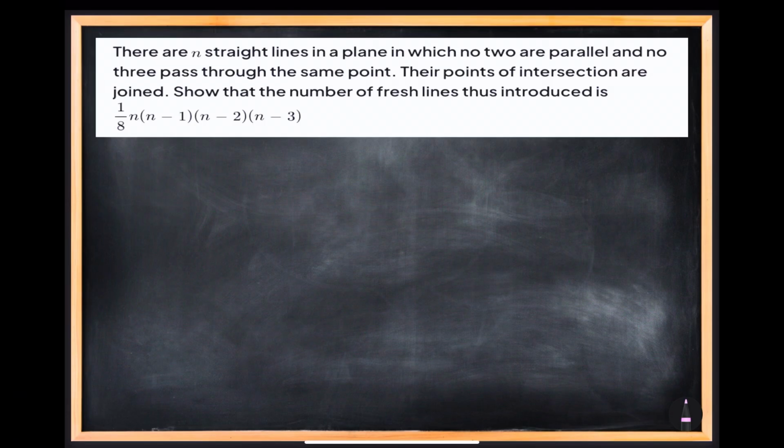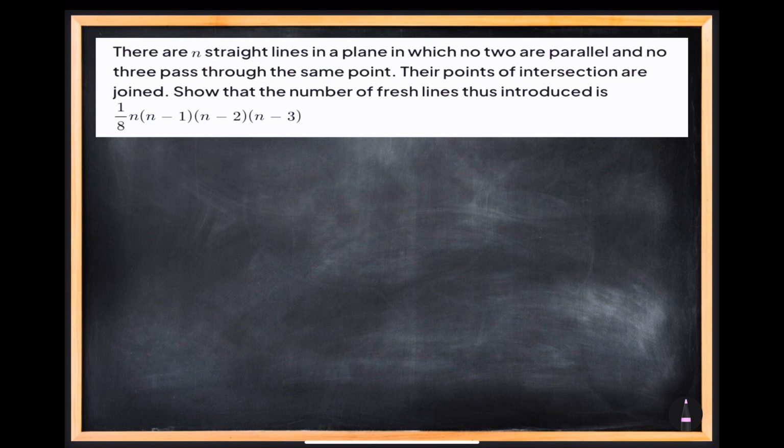Okay, so we got this situation. There are n straight lines in a plane in which no two lines are parallel and no three pass through the same point. So there exist no parallel lines and no three lines are passing through a single point. Their points of intersection are joined.